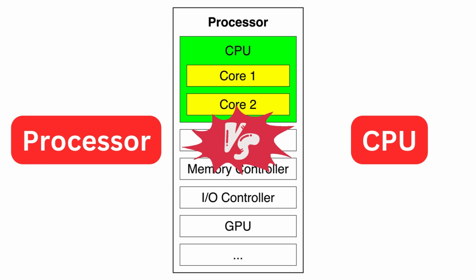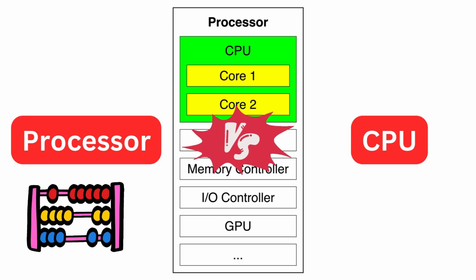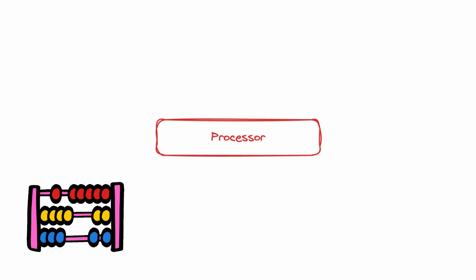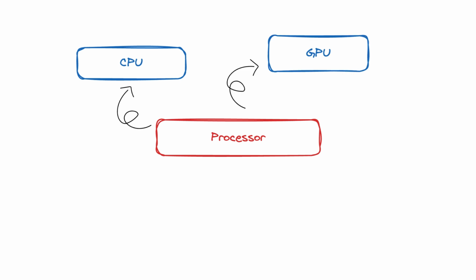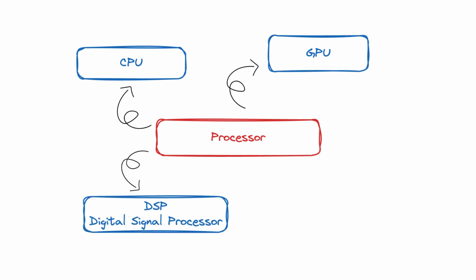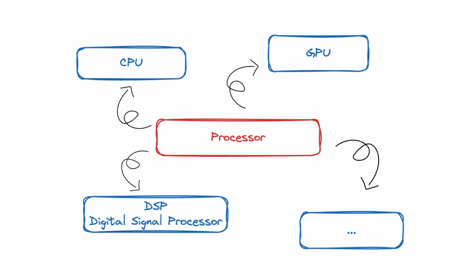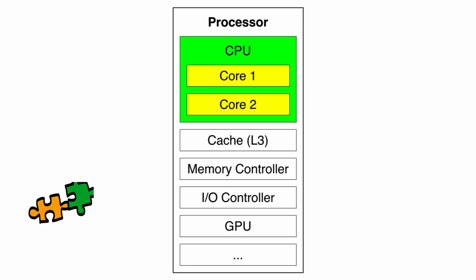A processor is a device or electronic circuit capable of performing calculations and processing data. It includes various types such as CPU, GPU, DSP (digital signal processors), and others. A processor can integrate multiple subprocessors, such as a CPU for general processing, a GPU for graphics processing, and a DSP for digital signal processing.